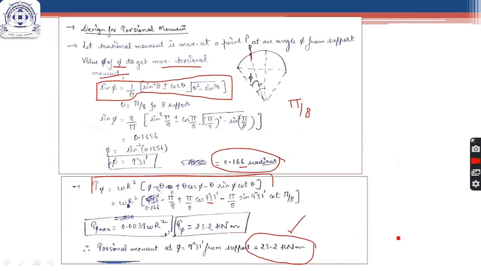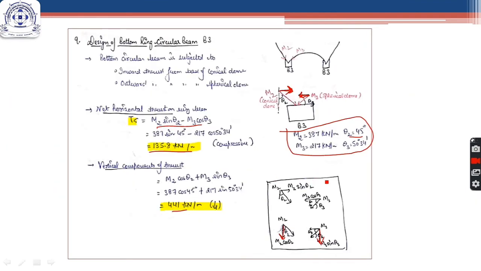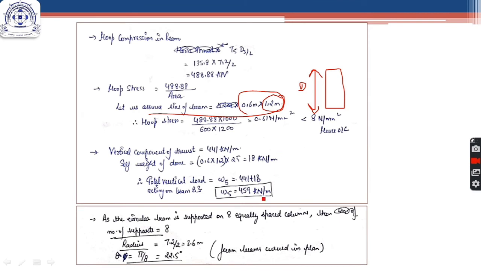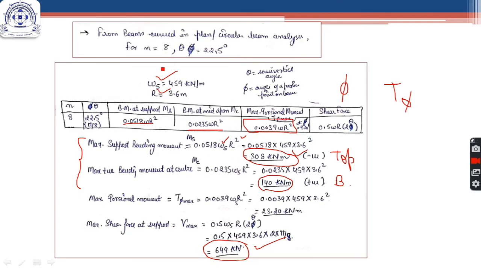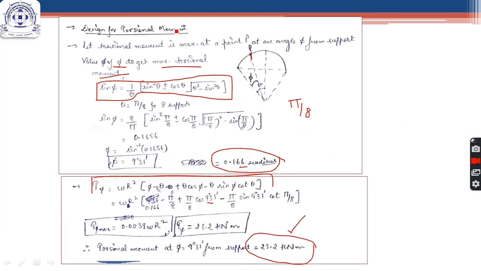So to summarize, what we did here was, first we found out the loads acting on the circular beam, and the vertical load coming out was this much. Then from the number of supports we got the semi-vertical angle of the circular beam, and we found out the maximum bending moment at support and the maximum positive bending moment at center, and then we calculated the required reinforcements for both these moments.